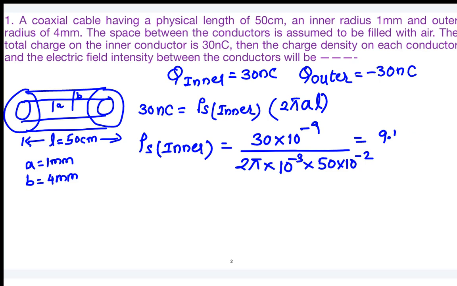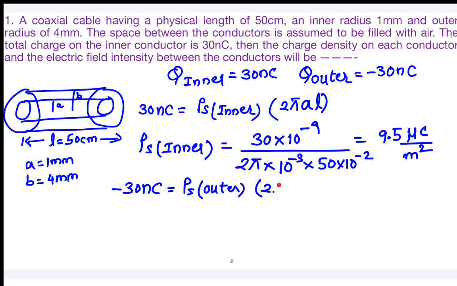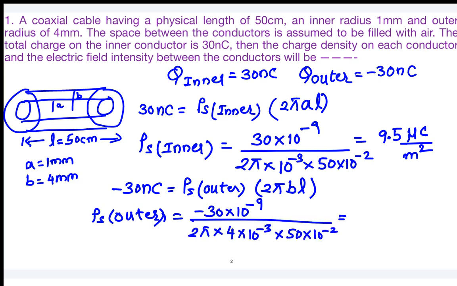And similarly, the charge on the outer conductor, minus 30 nanocoulombs, is equal to the charge density on the outer conductor into 2 pi B L, where B is the radius of the outer conductor and L is the length of the coaxial cable. So you can find out the charge density on the outer conductor is equal to minus 30 into 10 power minus 9 divided by 2 pi, where B is 4 into 10 power minus 3 and L is 50 into 10 power minus 2. You can simplify the value, and you can verify, you will get the value as minus 2.39 microcoulombs per meter square.